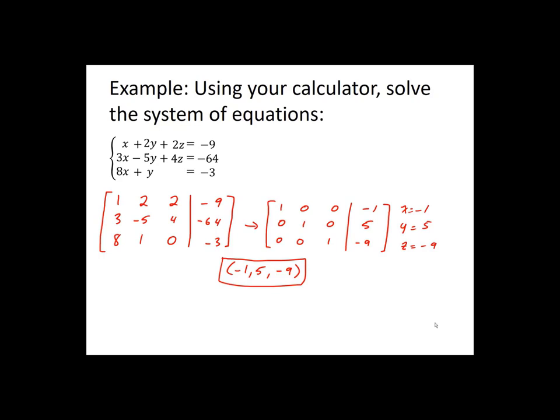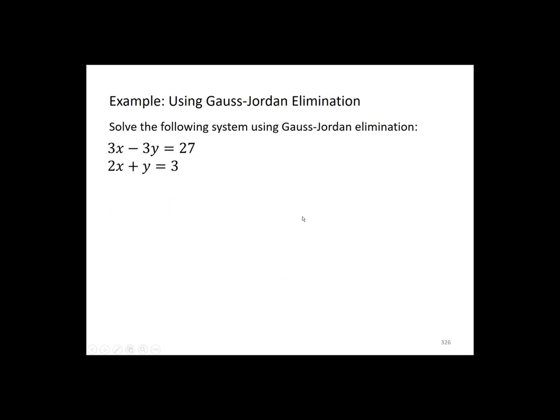Now for my next example, using Gauss-Jordan elimination, which is another name for reduced row echelon form, solve the following system using Gauss-Jordan elimination. I have the equation 3x minus 3y equals 27. And my second equation, 2x plus y equals 3. So in my augmented matrix, this will become my first row, 3, -3, positive 27. And my second row will be 2, 1, positive 3, because that's my second equation.